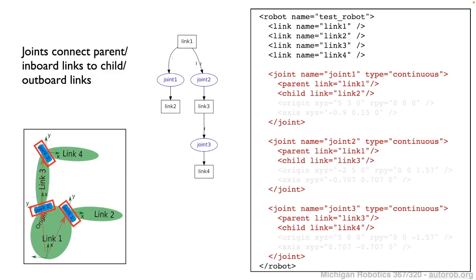For example, if we look at joint 1, joint 1 has a parent link of link 1 and a child link of link 2. If we look within the tree, this corresponds to the branch which goes from link 1 at the root to joint 1 to then link 2. That's specified by that first joint tag. If you follow then for joint 2 and joint 3, you can see how the second branch gets constructed.